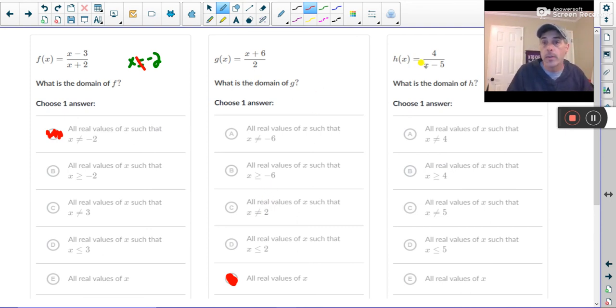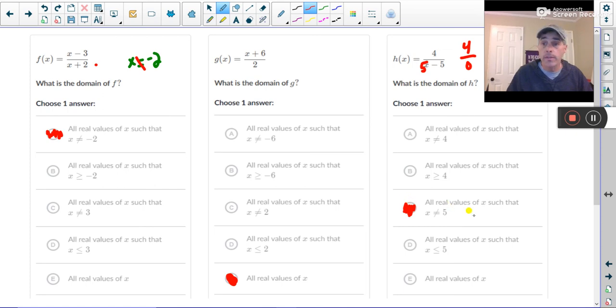Okay, we look at this one real quick and we think, oh, that looks a lot like this one. If I put a 5 in there, I'm going to get a 4 over 0. I can't have that. So I'm going to say it's all real numbers, but x cannot be 5.